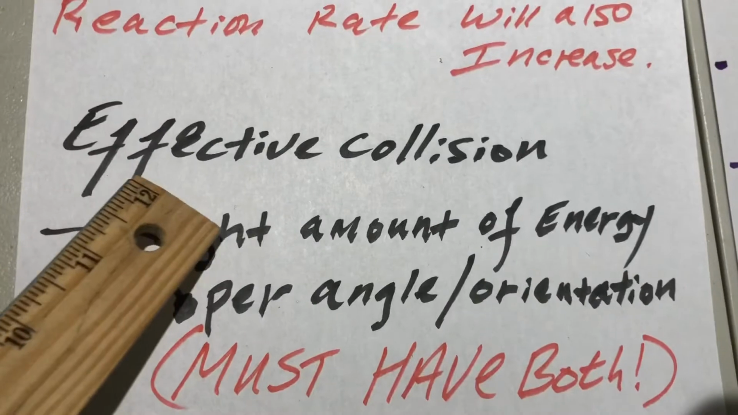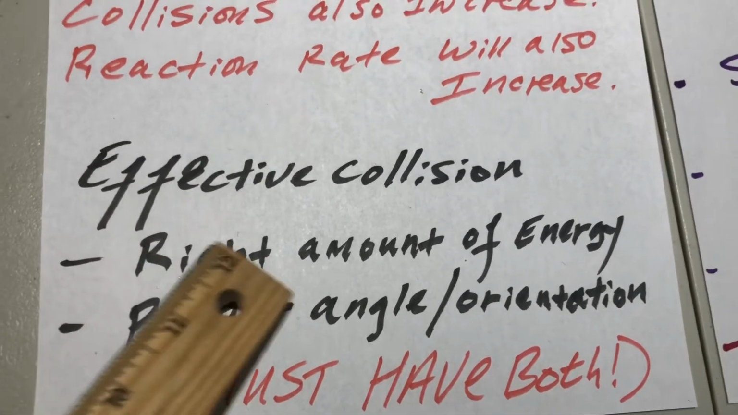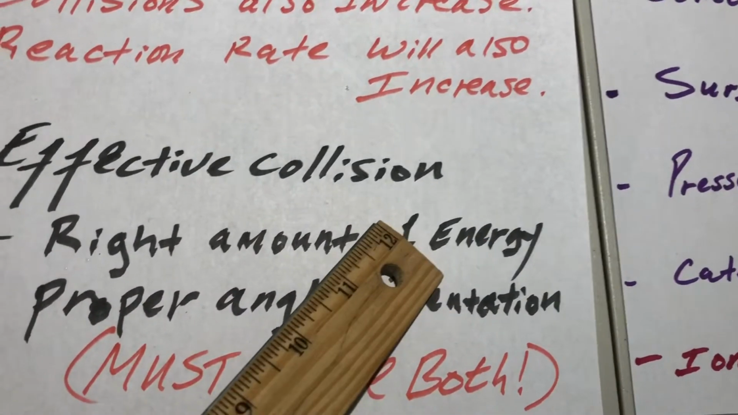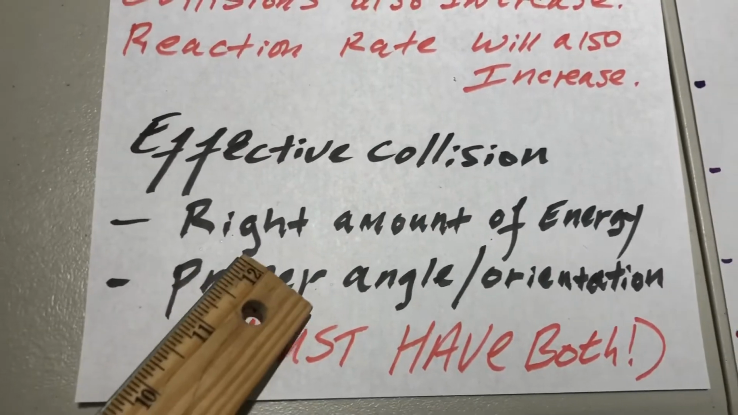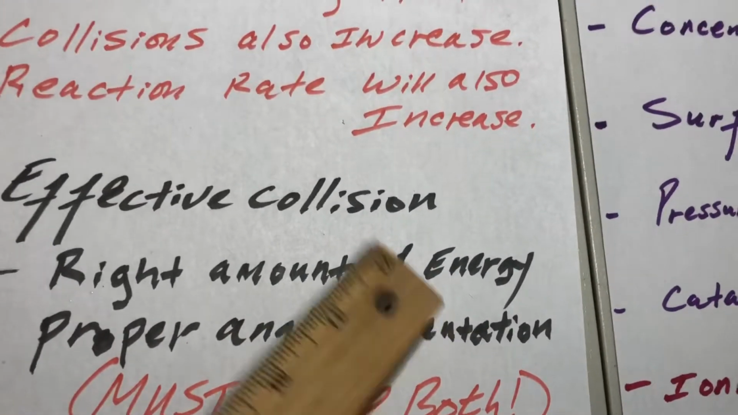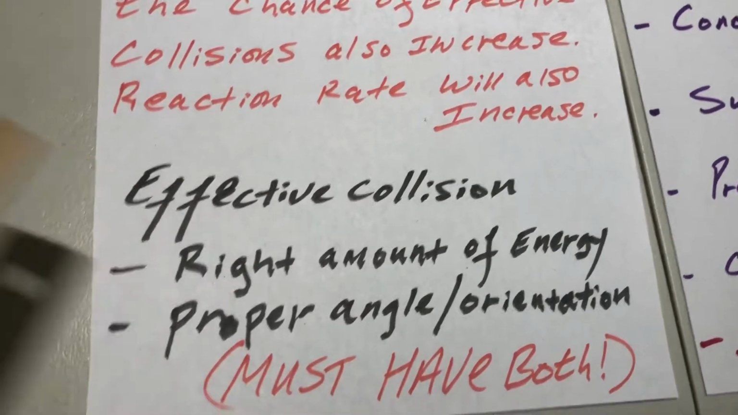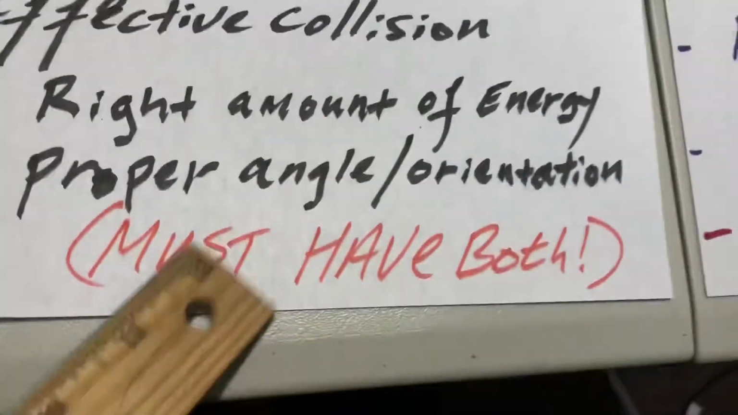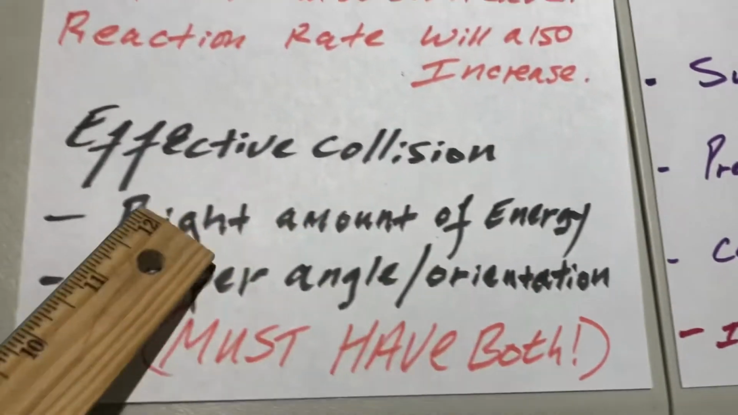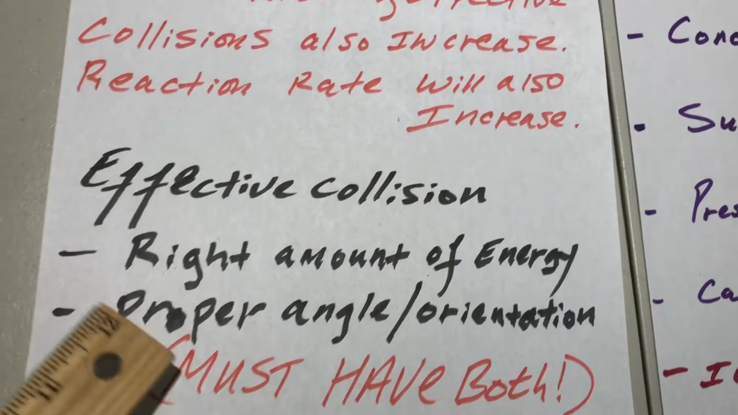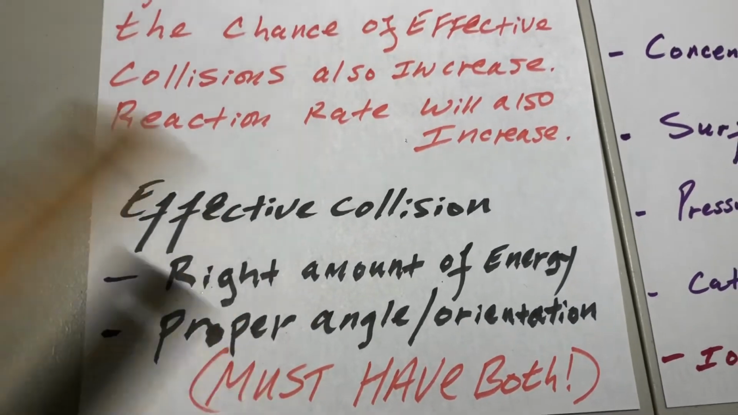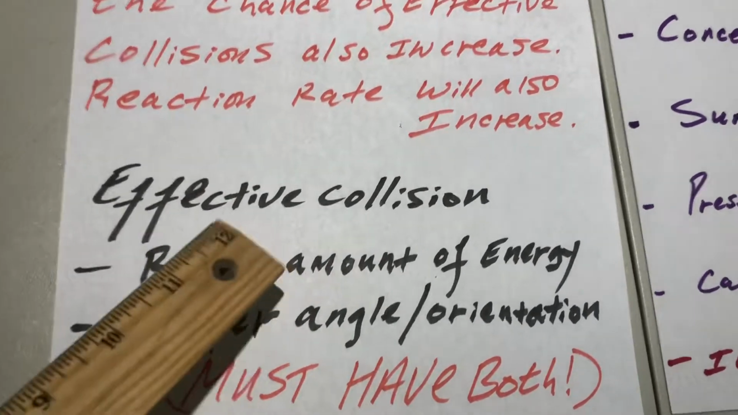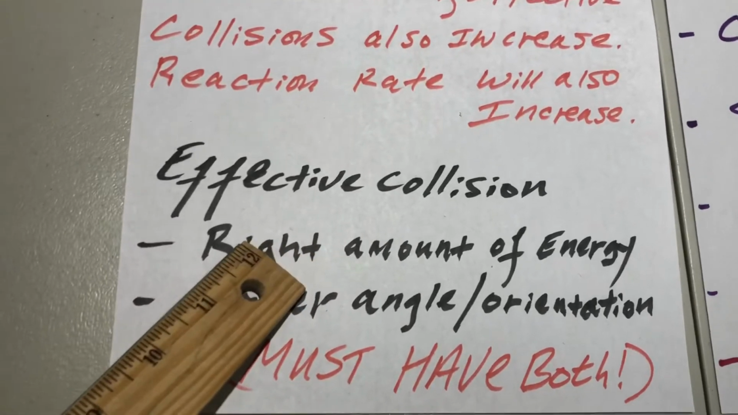An effective collision is one where you have the right amount of energy or force and you have the proper angle or orientation when the reactants are colliding with each other. You must have both of these. You cannot have just the right amount of force without the proper angle, or the proper angle without the right amount of force.